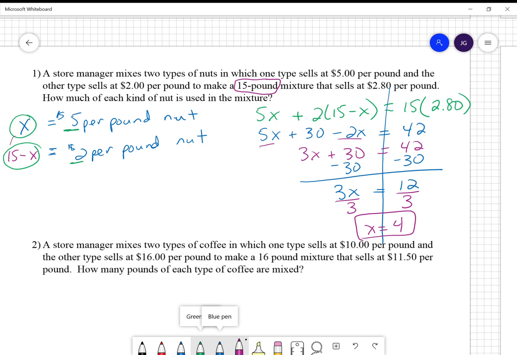Remember that x was the $5 per pound. So 4 pounds, oh, let me write that because that looks like 41. 4 pounds at $5, and then 15 minus 4, 11 pounds at $2.